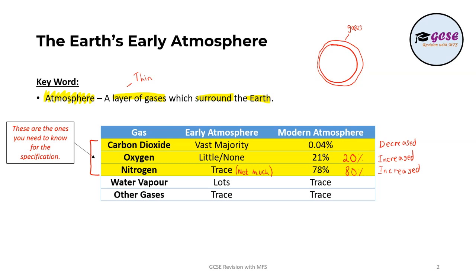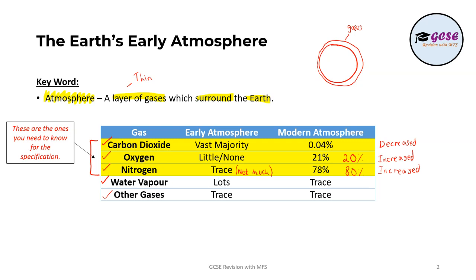Okay, so to summarize off this slide, we have the atmosphere, which you need to know the definition of. It's a layer of gases, a thin layer which surrounds the Earth, and these are the percentages you need to know. The gases which are in our atmosphere include carbon dioxide, oxygen, nitrogen, water vapor, and other minimal gases. In the early atmosphere and the modern atmosphere, we have a little amount of both of them.